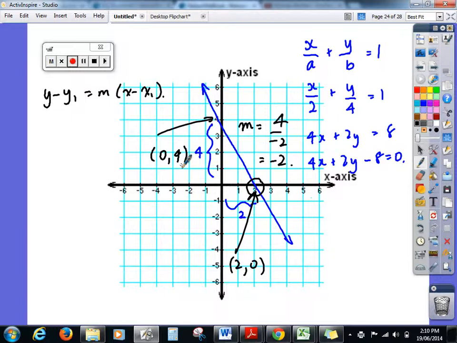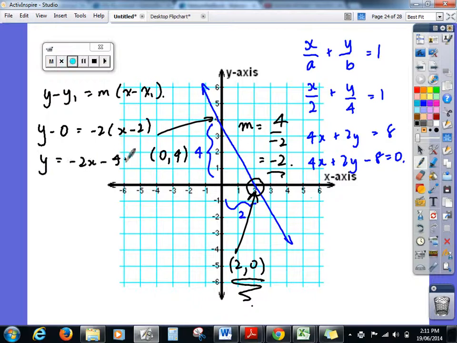So let's just do it. Let's choose this one down here, the 2, 0. So you get y minus 0 equals -2, my gradient, times (x minus 2). And you get y equals -2x plus 4, and we're there straight away in the y equals mx plus b form.